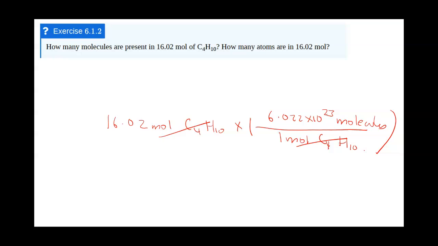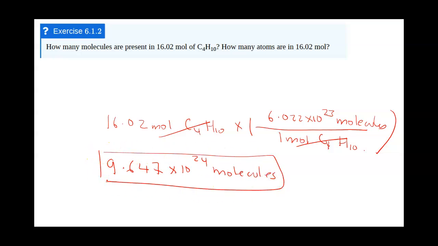Now it's going to be a very large number of molecules, of course. So here we are, 6.02 times 6.022 by 10 to the 23. And the answer that I got was 9.647 by 10 to the 24 molecules. So that answers the first part of the problem.